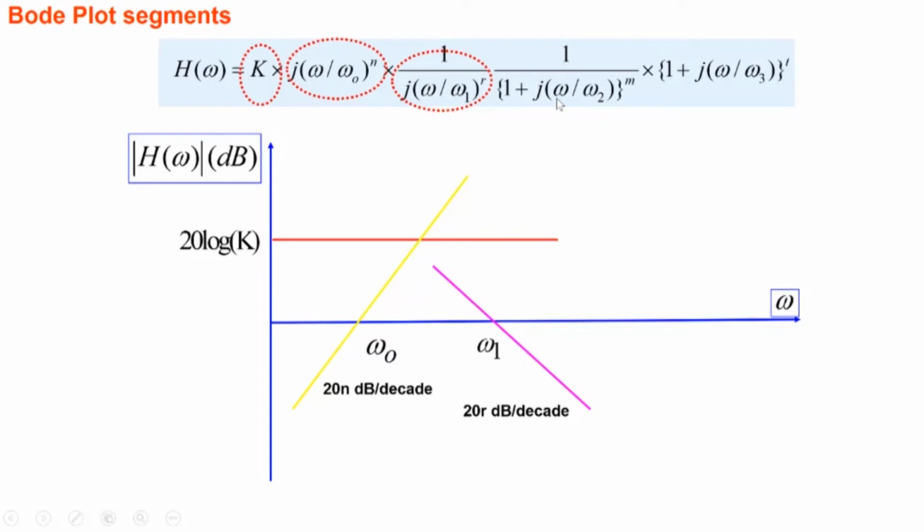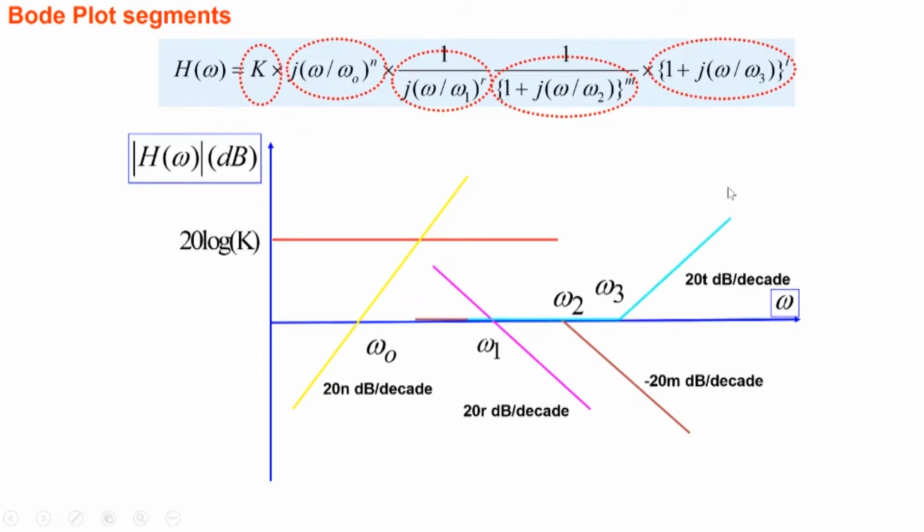And this particular term here, we've already seen how to sketch this. So till omega 2 it is 0, and then beyond that, because it is raised to the power m, it is minus 20 m dB per decade here. And this particular term will be constant 0 till omega 3, and then it will increase at 20 t dB per decade here, right? So each one of these terms can be individually sketched, and then of course you can combine them together to get the final values here.